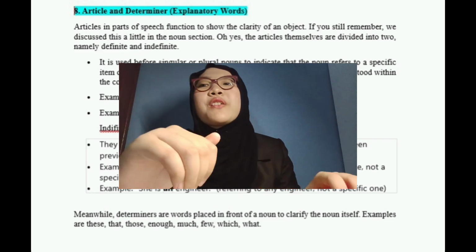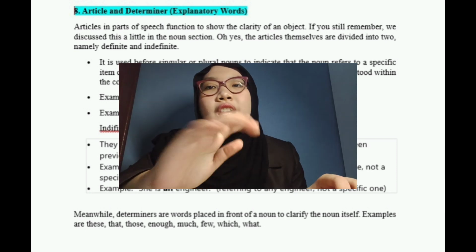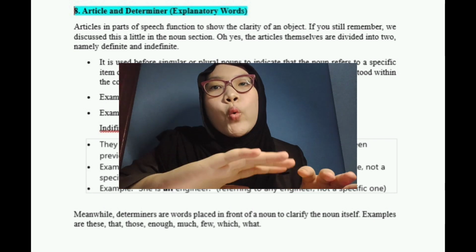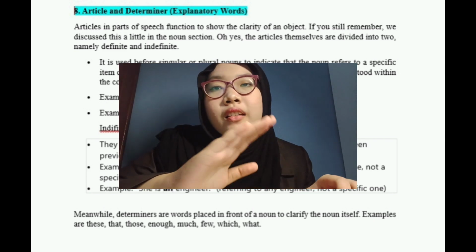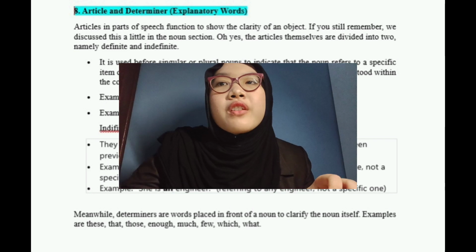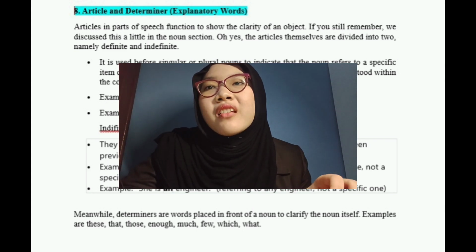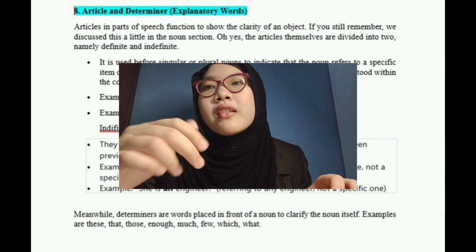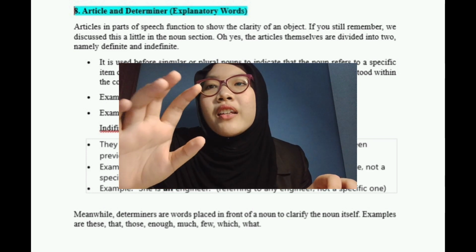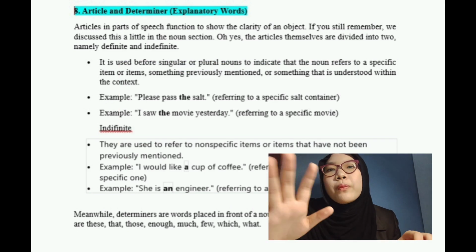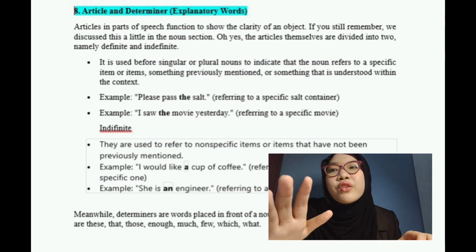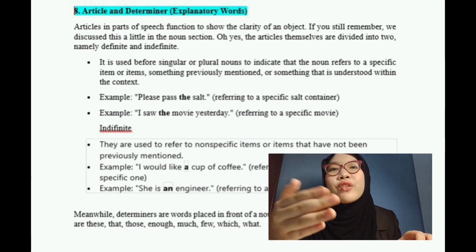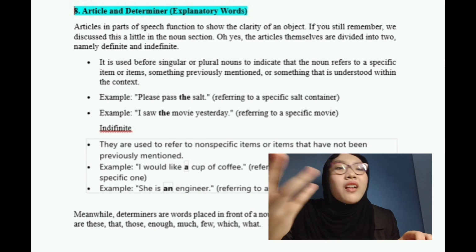So the next one is about articles and determiners, explanatory words. Articles in parts of speech function to show and also to clarify an object. If you still remember, we discussed this a little in the noun section, yes? The articles themselves are divided into two, namely definite and indefinite. The definite article is used before singular or plural nouns to indicate that the noun is a specific item or items, something previously mentioned, or something that is understood from the context.